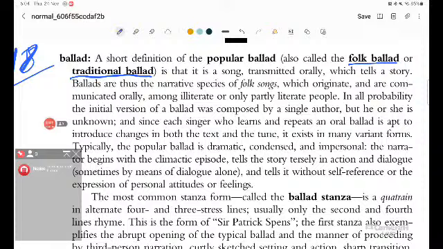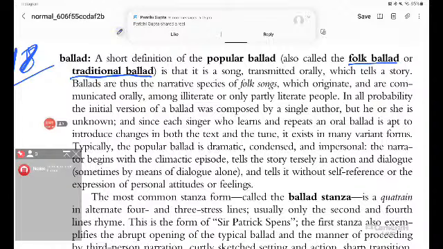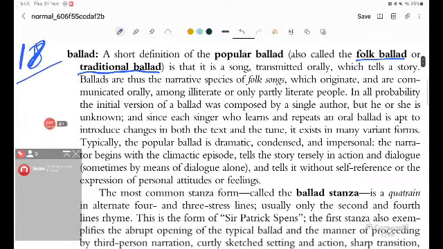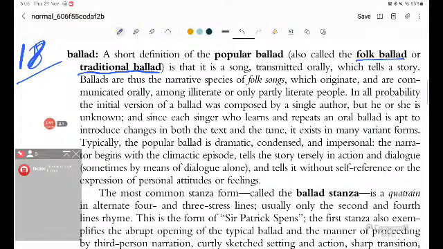ठीक है? Ballads are thus the narrative species of folk songs, which originate and are communicated orally among illiterate or only partly literate people. In all probability, the initial version of a ballad was composed by a single author, but he or she is unknown, क्योंकि orally passed down हुआ है. And since each singer who learns and repeats an oral ballad is apt to introduce changes in both the text and the tune, it exists in many variant forms. Typically, the most popular ballad is dramatic, condensed, and impersonal. The narrator begins with a climactic episode, tells the story tersely in action and dialogue, sometimes by means of dialogue alone, and tells it without self-reference or the expression of personal attitudes or feelings.